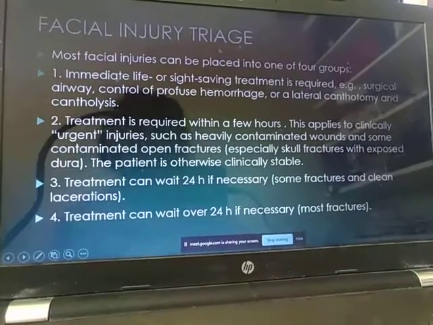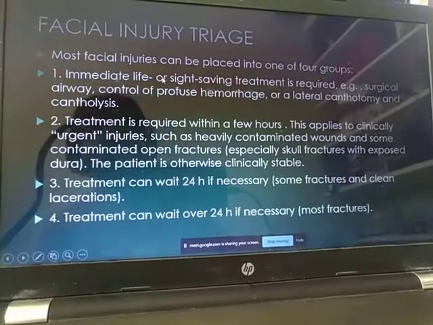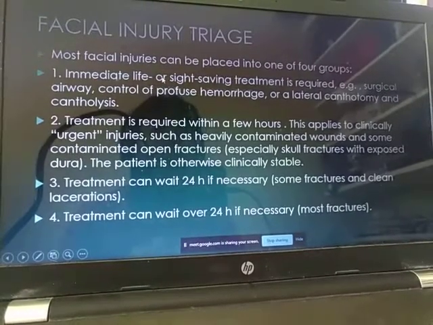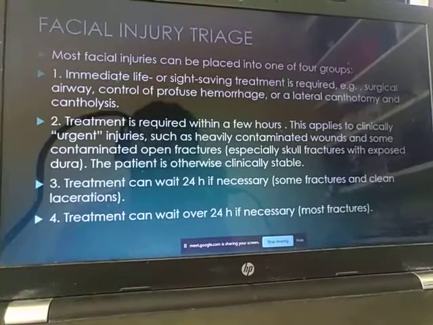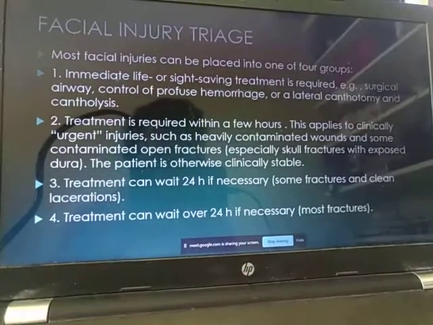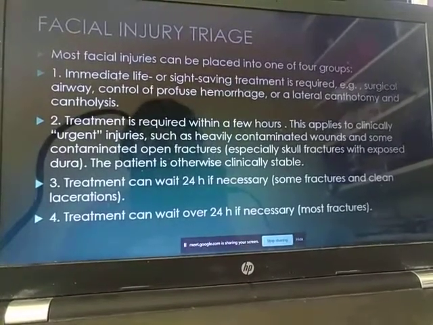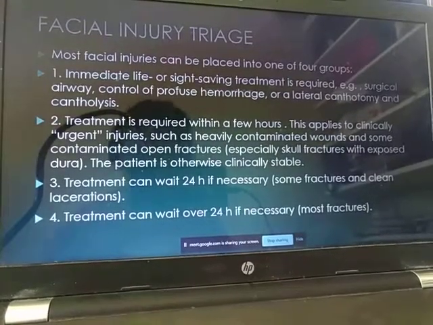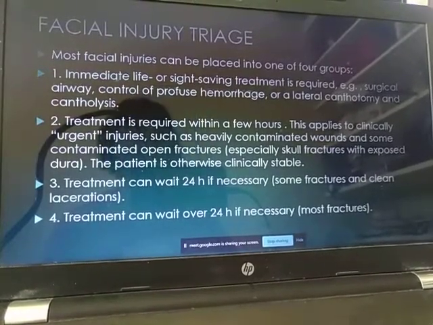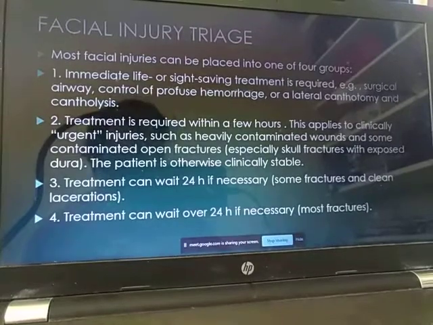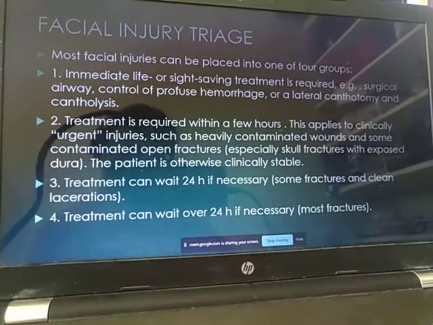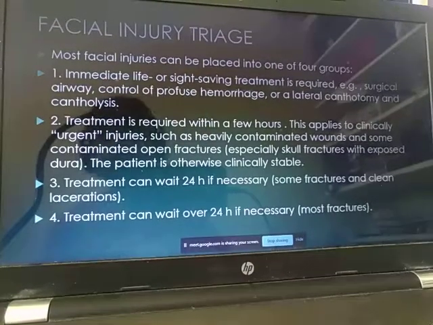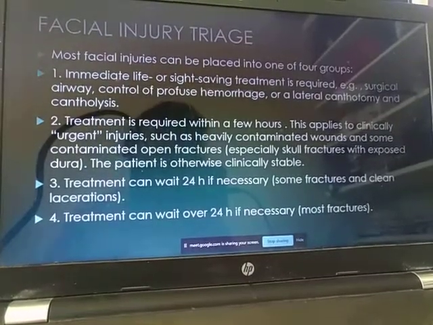So coming to facial injury triage, most facial injuries can be placed into one of four groups. That is, one, immediate life-threatening or sight-saving treatment is required. Example, surgical airway, control of profuse hemorrhage, or a lateral canthotomy and cantholysis. I'll come to lateral canthotomy and cantholysis shortly. The next thing is the treatment.